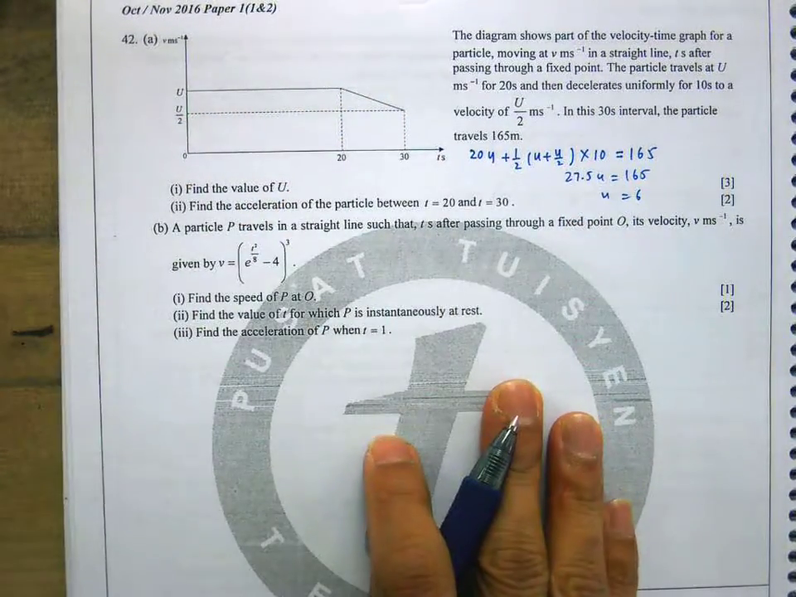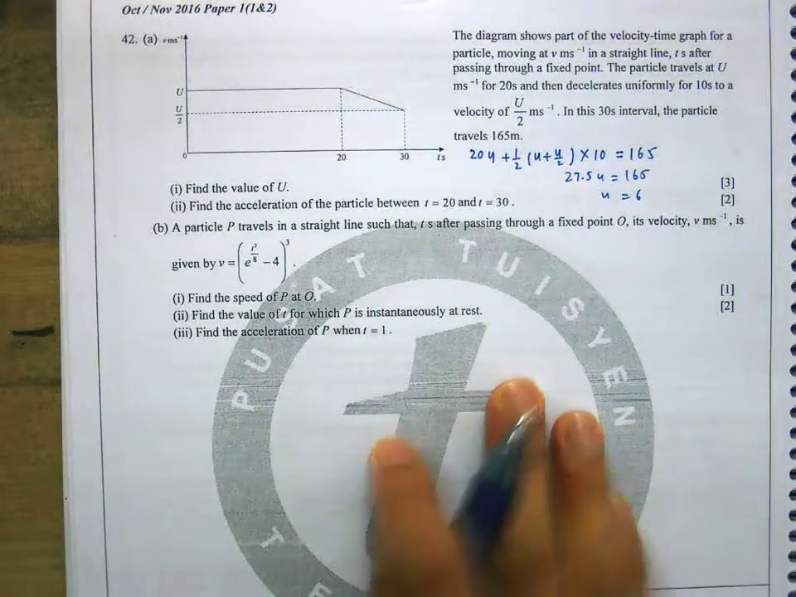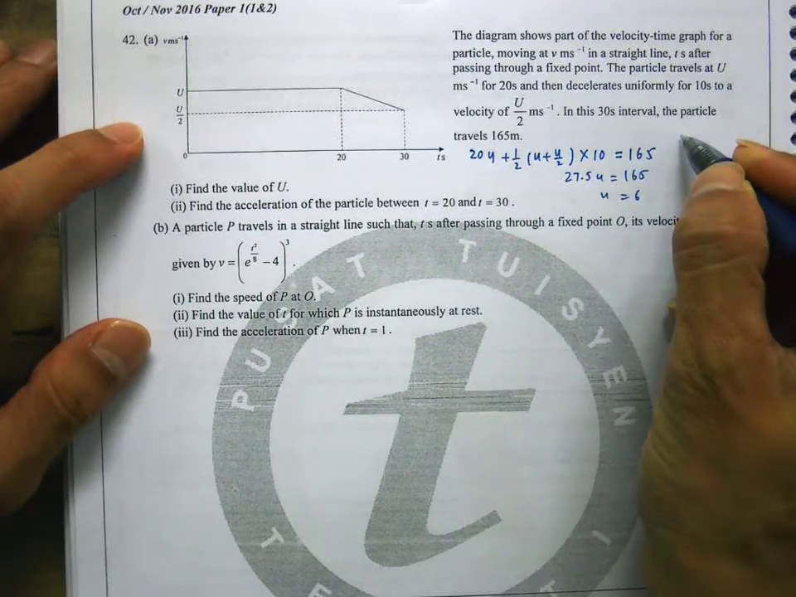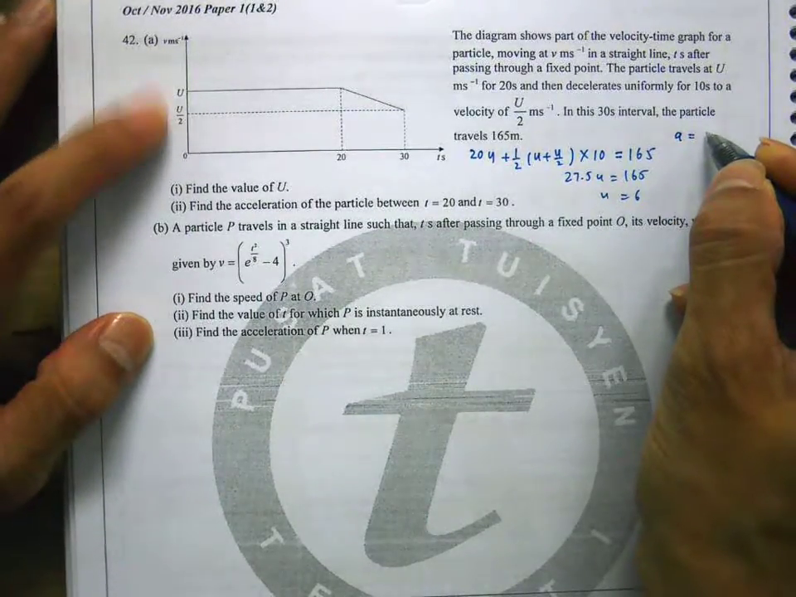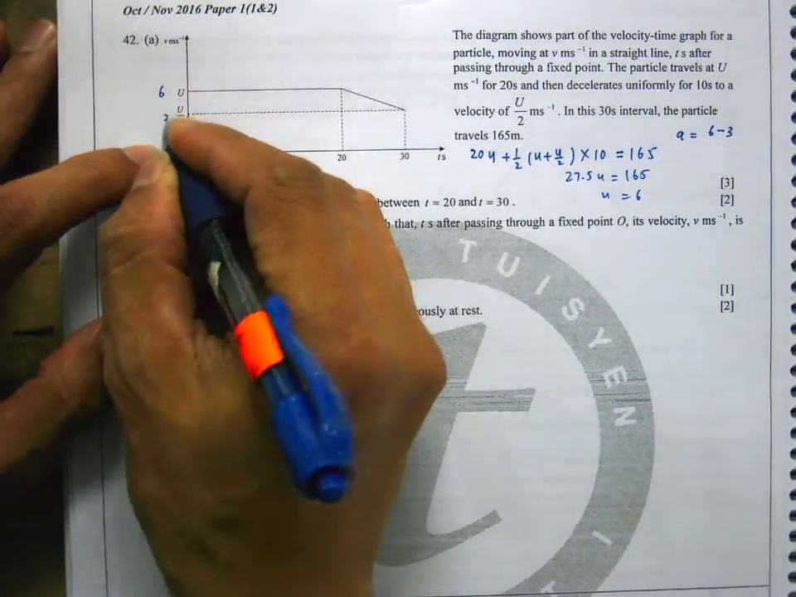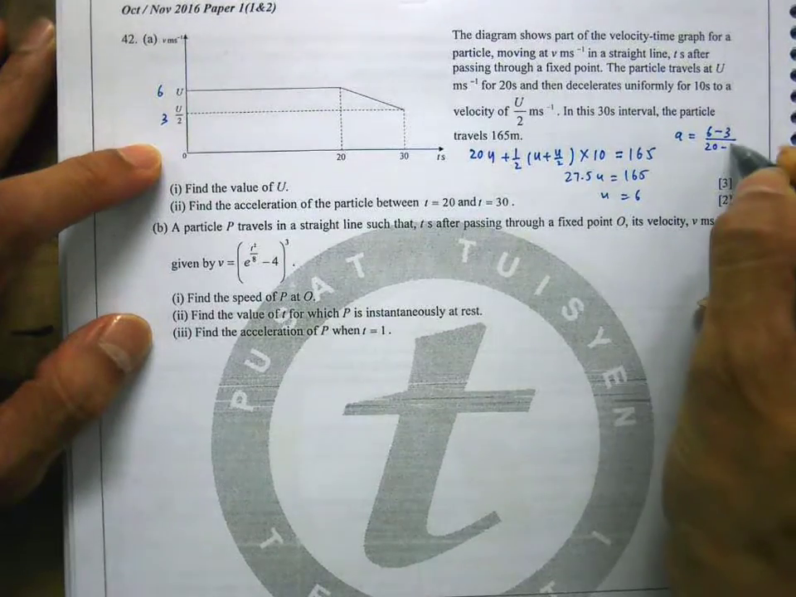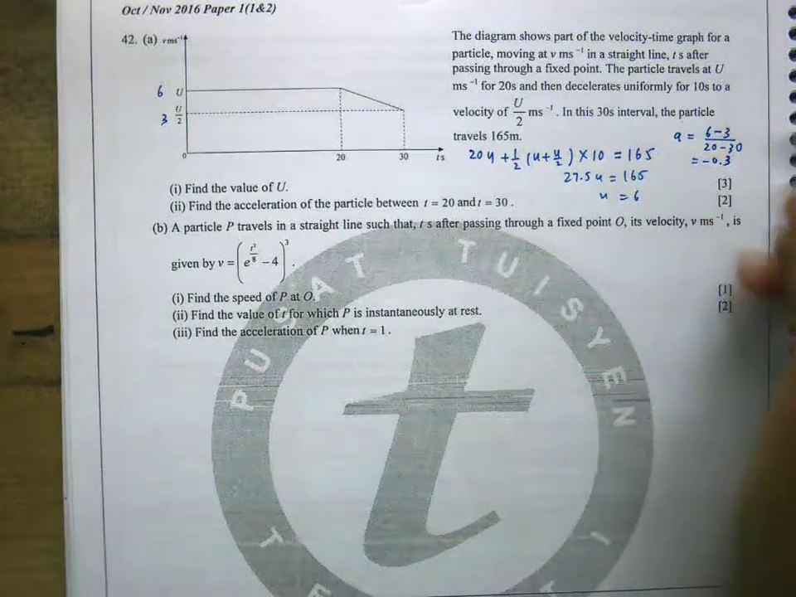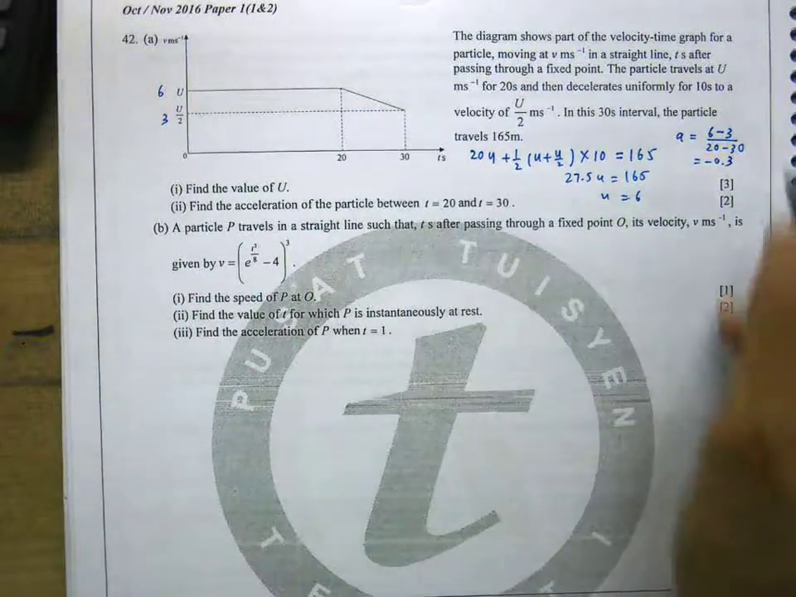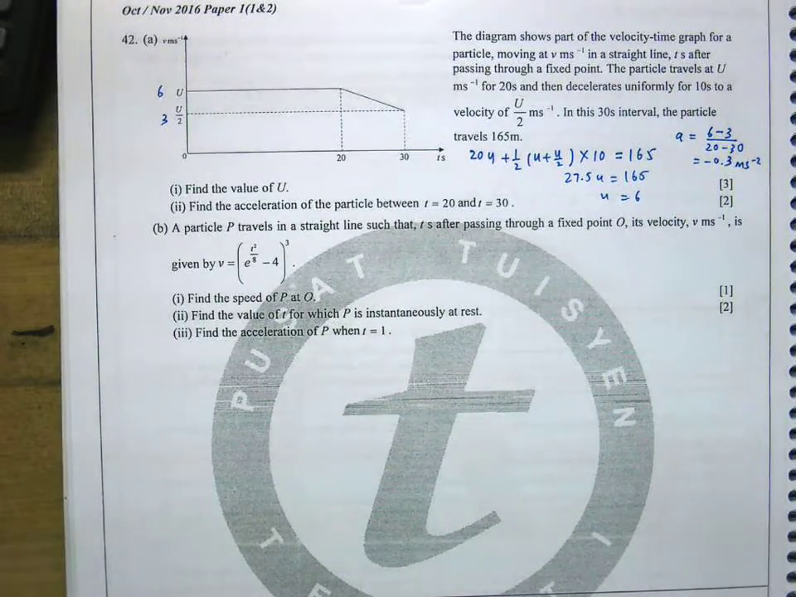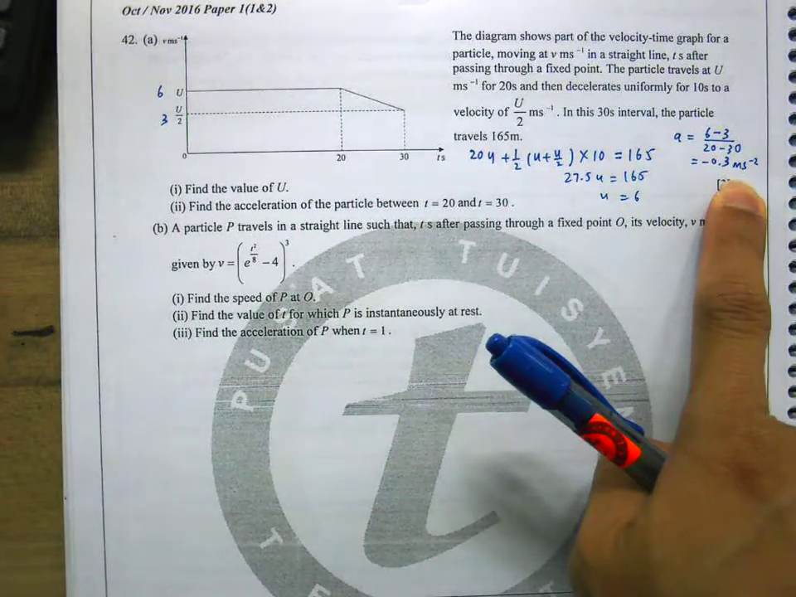Now, find the acceleration of the particle between 20 and 30. Acceleration is change in velocity divided by the time. So my gradient will be 6 minus 3. I know if u is 6, this will be 3. Then you divide by 20 minus 30. So it's basically negative 0.3. Okay, so that's your acceleration. Now if the question says deceleration, then you put deceleration equals. Deceleration is always positive, cannot be negative. Acceleration can be negative. Acceleration simply means deceleration.